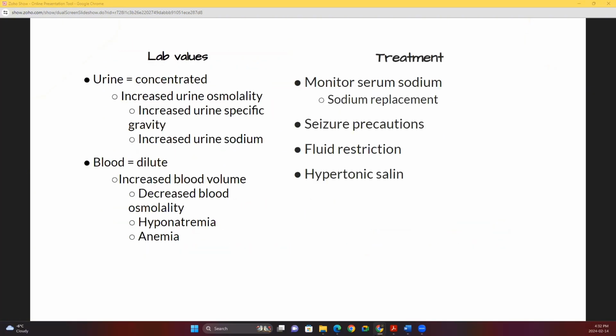So what will happen to the urine? Urine is concentrated. Concentrated means urine osmolarity is increased. Urine specific gravity is increased. Urine sodium is increased. Blood, too much water in the blood. It is diluted. All right, too much water in the blood. And you know, serum osmolarity will decrease. Hyponatremia, anemia, BP will be low.